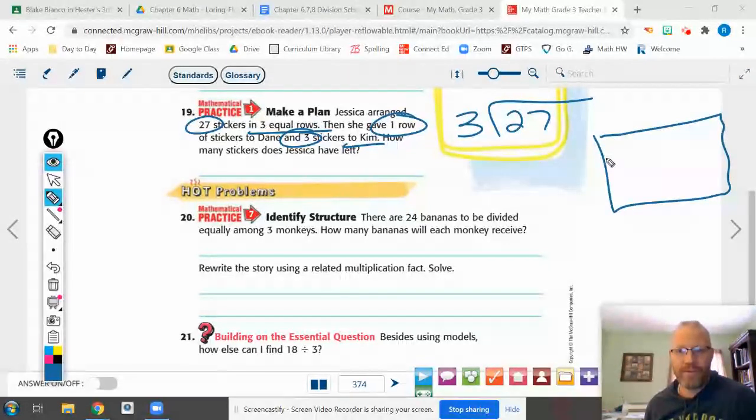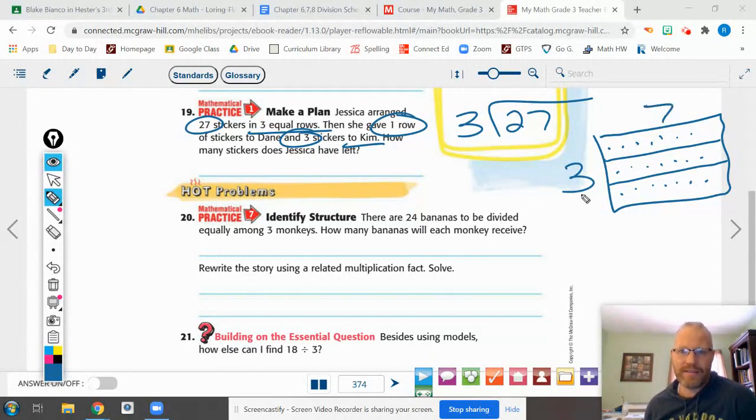So again, if you're not sure of 3 times tables, then you could put 3 rows, and you can count out 27 using partitioning. 1, 2, 3, 4, 5, 6, 7, 8, 9, 10, 11, 12, 13, 14, 15, 16, 17, 18, 19, 20, 21, 22, 23, 24, 25, 26, 27. Each row has 9. Sorry if I messed you up there. I saw my mistake as I started to write. So we have 3 times 9 equals 27.